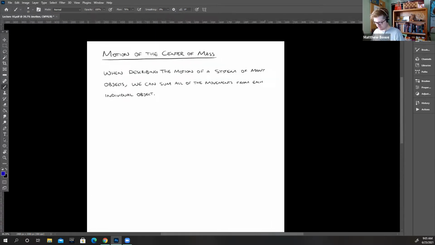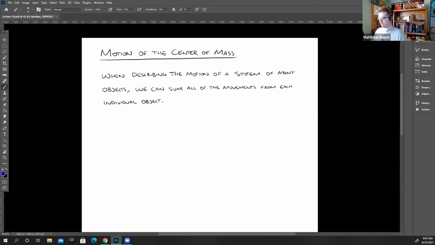Let me zoom in. So we're able to describe the motion of a system of many objects. Beforehand, it'd be the motion of just a single object, but maybe through doing all of this example work I've done today, you can see that I can find the motion of many objects grouped together by just finding the movement of the center of mass of the cluster of particles or objects.